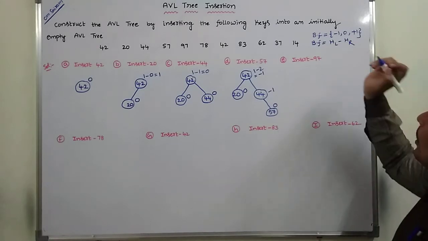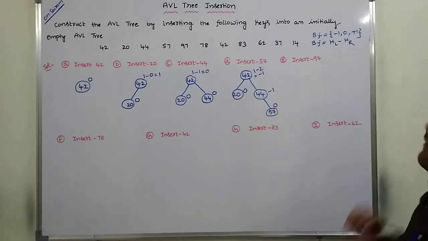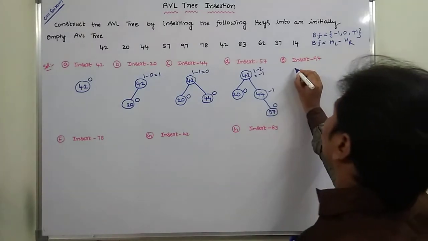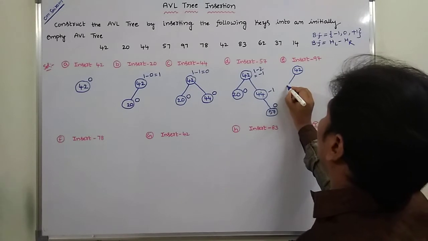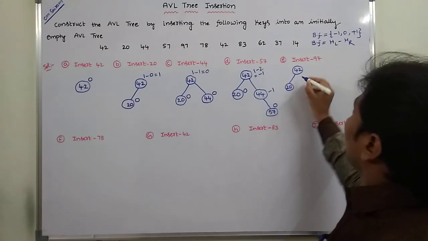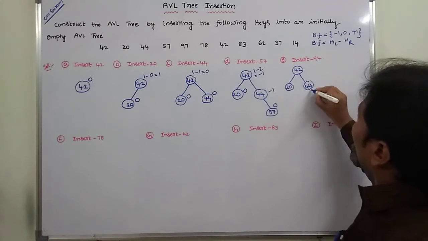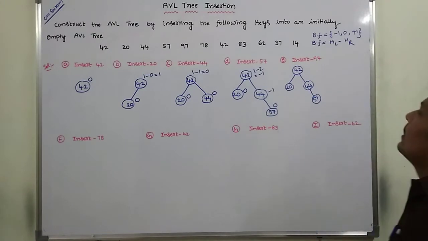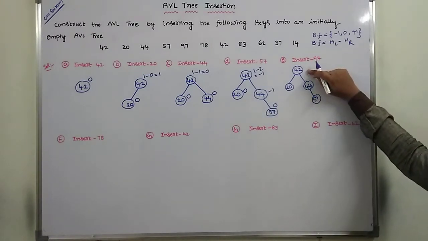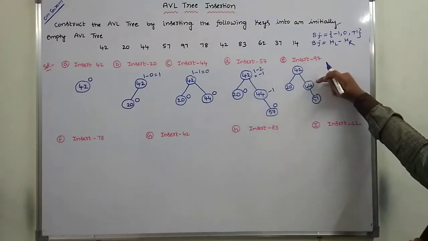Okay. Next, we have to insert element 97. Before inserting element 97, the existing AVL tree is this one. Now we have to insert element 97. Now 97 is compared with 42. It is greater than 42, so go to the right subtree.